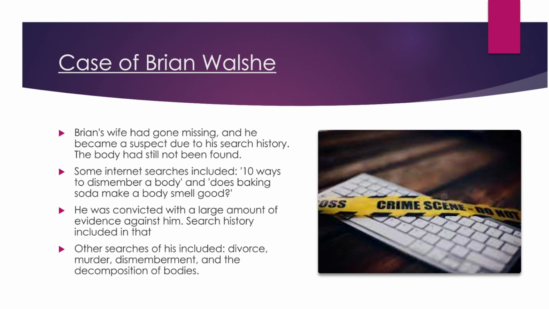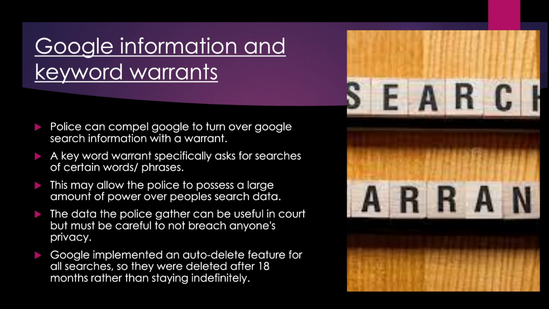Google stores this sort of information on everyone that uses Google, and police can compel the company to turn over that data if they have a warrant. A keyword warrant specifically allows the police to ask Google to show them users that have made specific online searches. This can be controversial, as it might allow police to have a disproportionate amount of power. So, although the police's ability to use Brian's internet history in court proved to be very useful in the case, the police's ability to easily access all users' data with a warrant must also be kept in line as to not be a breach of people's privacy.